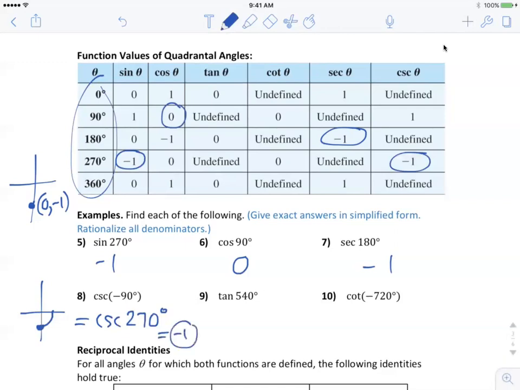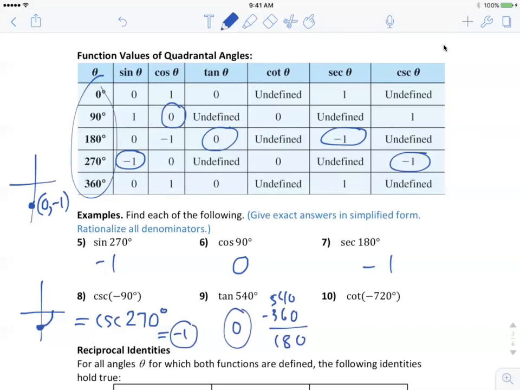All right, similar, how about 540? 540 is pretty large. Maybe I can do some coterminal work here, subtract off a 360 on that one. So that's equal to 180. So tangent of 540 is the same as tangent 180. And so if I go to 180 tangent, there it is, it's 0.